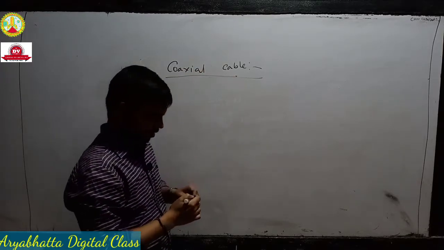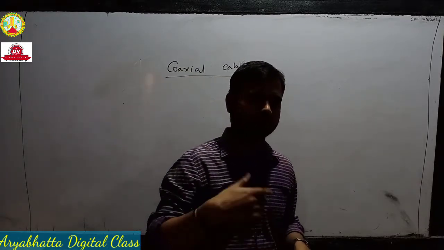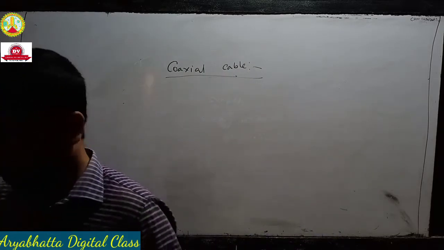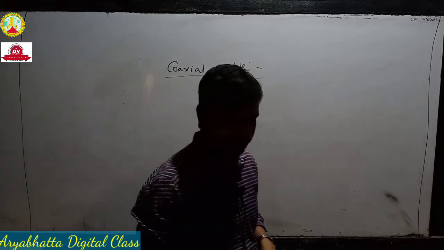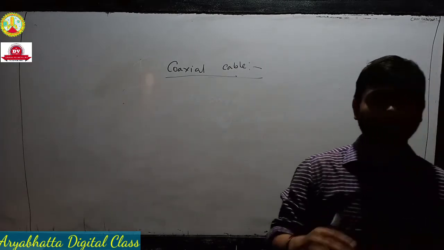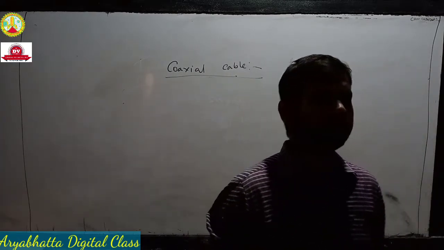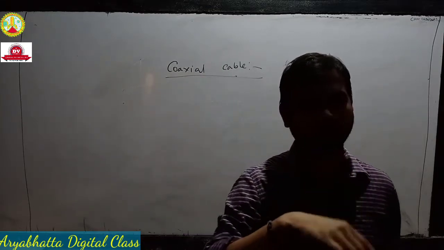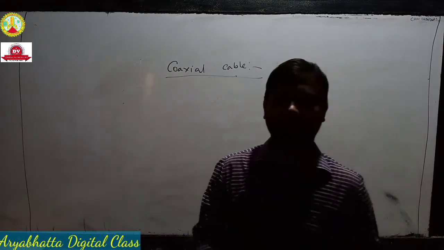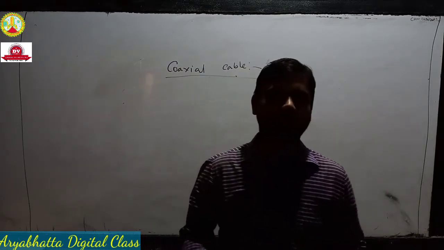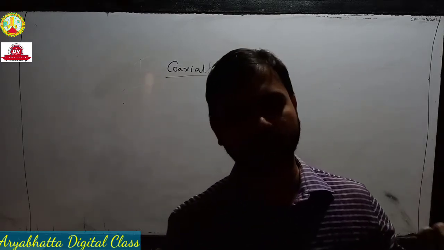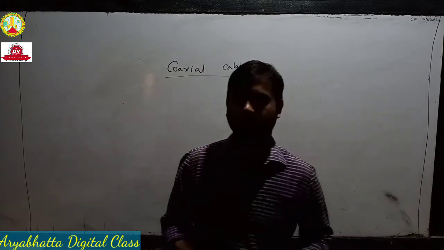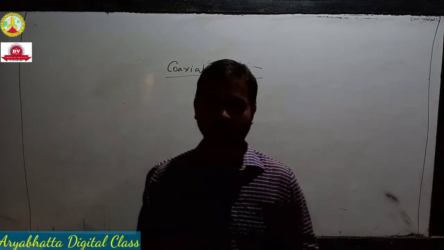Coaxial cable. Coaxial cable is also better than twisted pair, because it removes some drawbacks of twisted pair cable. In our cable TV, what wire is coming? Today sometimes it is wireless also, but in a cable connection TV, that wire is called coaxial cable. That is coaxial cable.